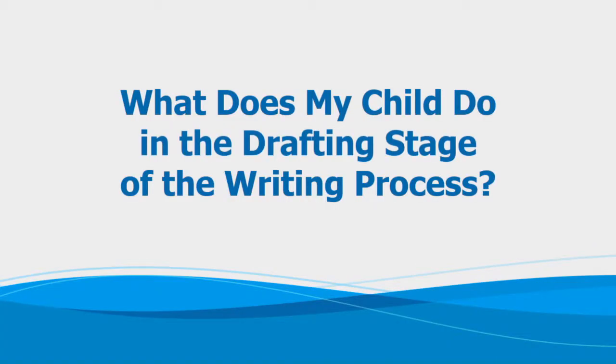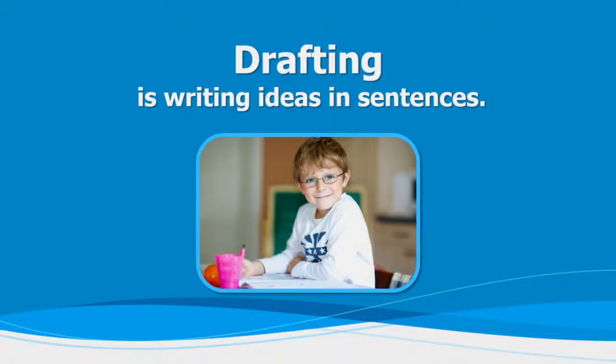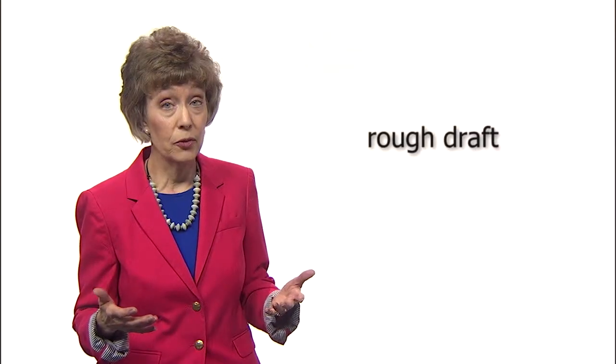What does my child do in the drafting stage of the writing process? The second stage of the writing process is drafting. Drafting is writing ideas in sentences. This is the time when your child puts his ideas into complete sentences and writes them on paper. It's the first version of writing. We often call it a first draft or a rough draft.